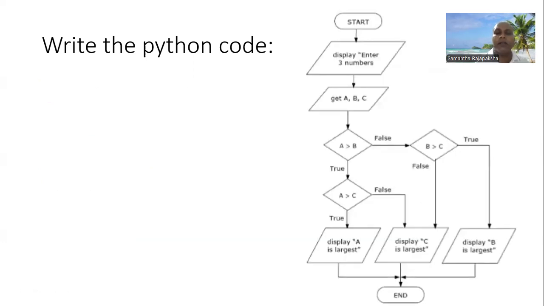Okay, this one, nested selection. Selection inside selection. So how do you write the Python code for this one? Can you just try?